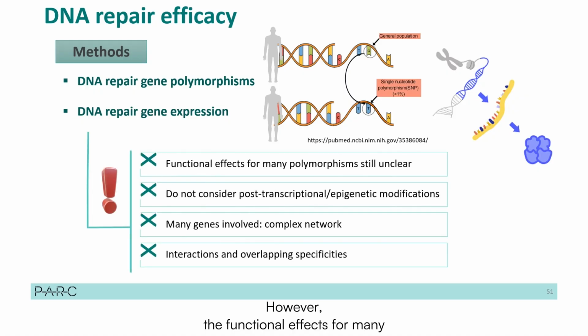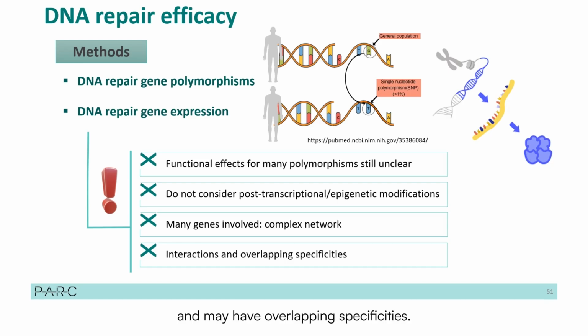However, the functional effects for many polymorphisms are still unclear, and these methods do not consider post-transcriptional or epigenetic modifications. In addition, numerous genes are involved in the different DNA repair pathways, so determining the effect of a single one might be challenging, and they also interact with one another and may have overlapping specificities.